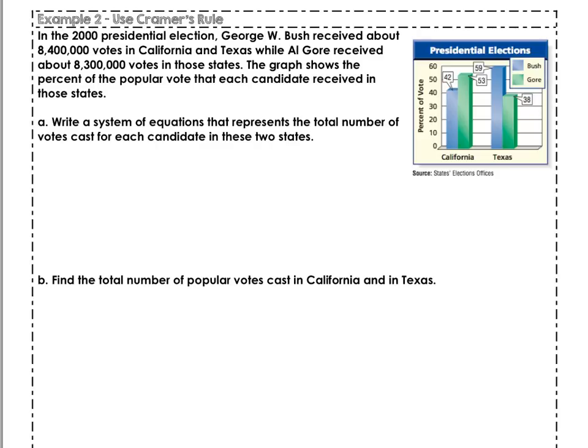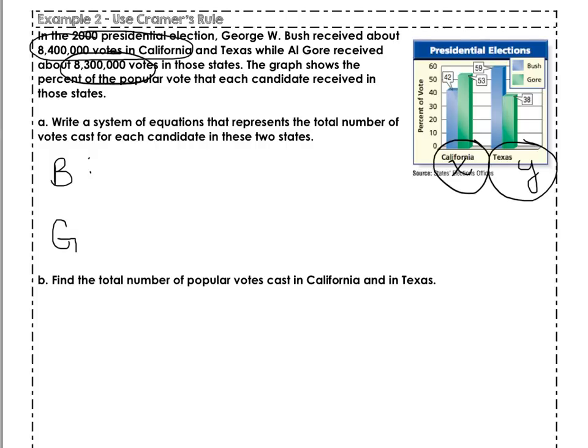Because it's in each state, we can let x be the number of votes in California, and y we'll let be the number of votes in Texas. Now, there's two key pieces of information given. We're given votes in California, and we're also given the votes for George Bush and the votes for Mr. Gore. So we're also given percentages for each of the states. We're going to create an equation for Bush and an equation for Gore. So Bush, he's the blue bars, received 42% in California and 59% in Texas.